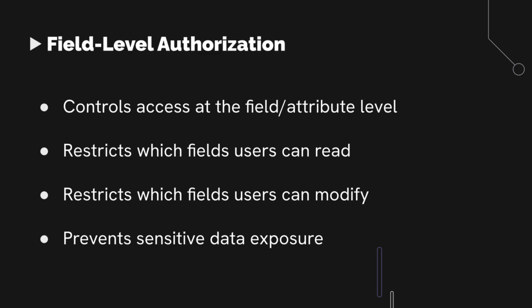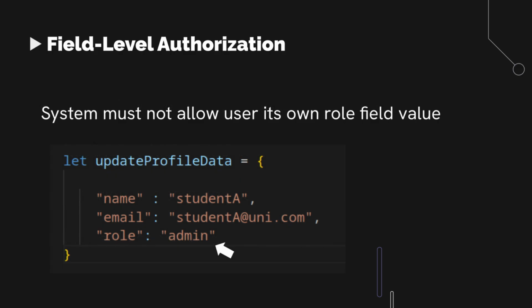In the previous method, we focused on questions like can a user access this endpoint and can a user access this resource. But authorization does not stop there. Even when a user is allowed to access a resource, they should not necessarily be allowed to view or modify every field within that resource. For example, a user may be allowed to update their profile, but should they be able to update their role, account status, or verification flags?